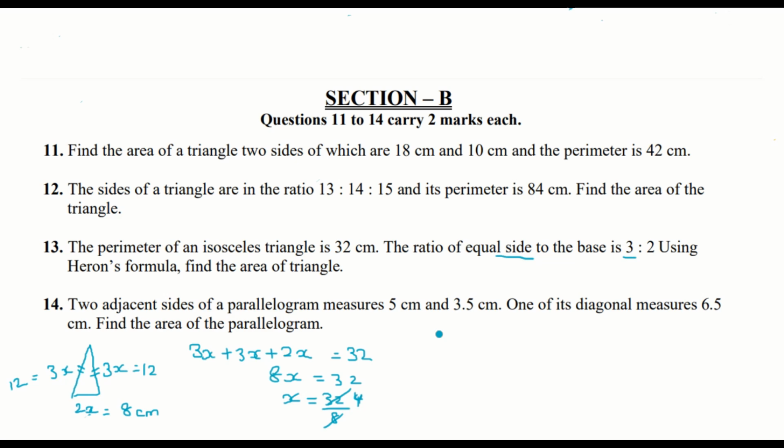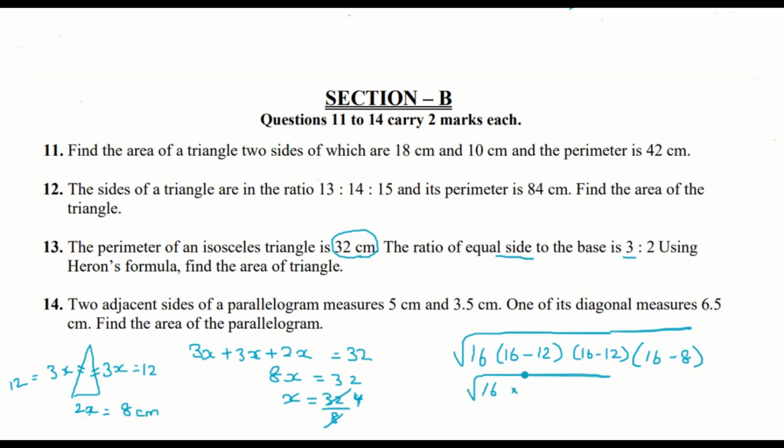Now, using Heron's formula, let's find the area. So here, the semi-perimeter is 32 divided by 2, which is 16. And 16 minus the sides: equal sides 12, and the base is 8. So here 16 minus 12, it's 4, 16 minus 12, it's 4, then 16 minus 8, it's 8.